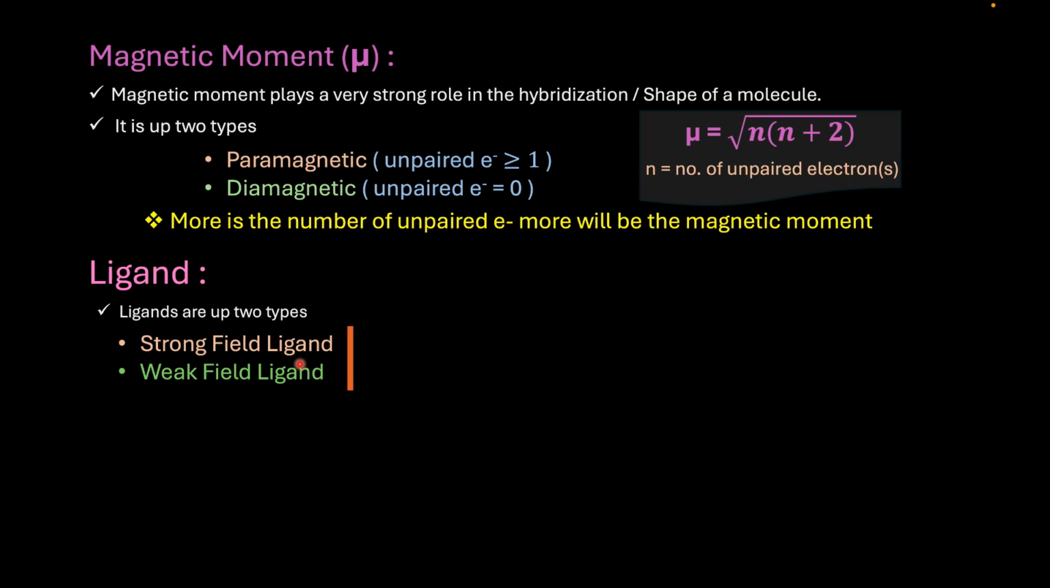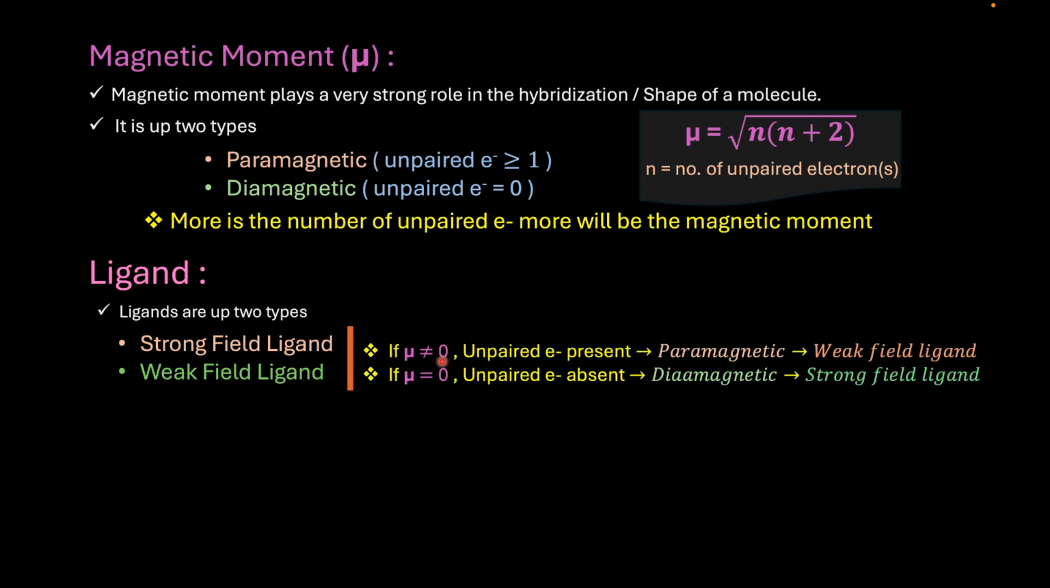So let's talk about this. If mu value is not equal to 0, that means unpaired electrons are present. Then if unpaired electrons are present, it is paramagnetic in nature. If they are paramagnetic, then the ligand is a weak field ligand. But it is a complete assumption. There are some exceptional cases in which unpaired electrons are present, but the ligand behaves as strong field.